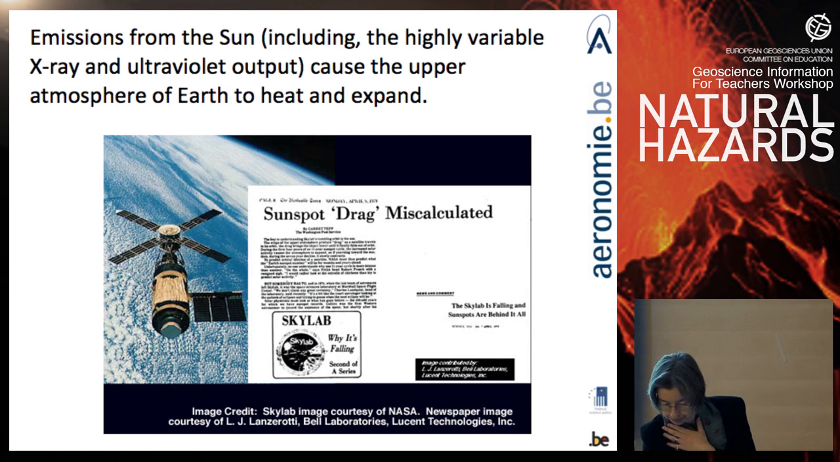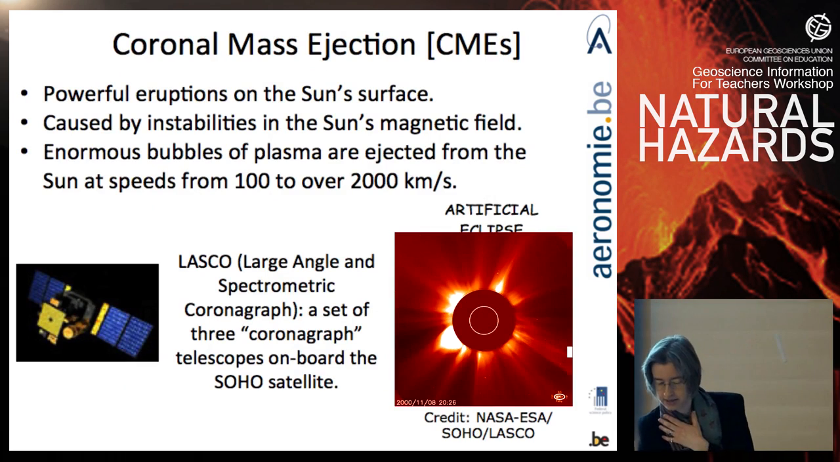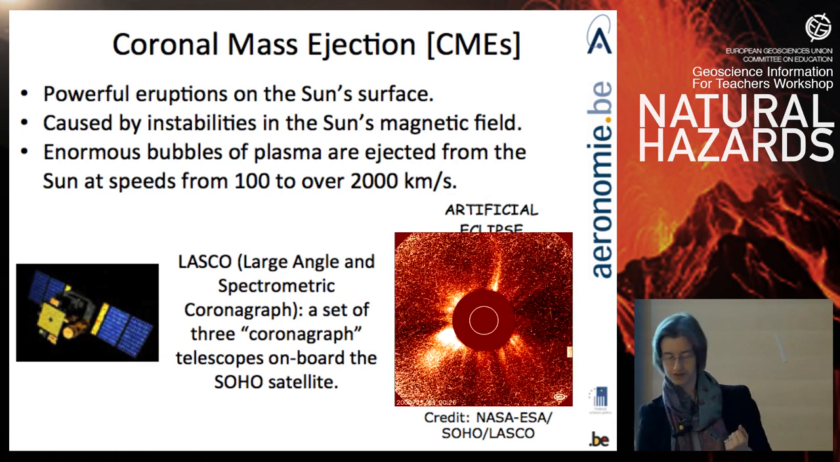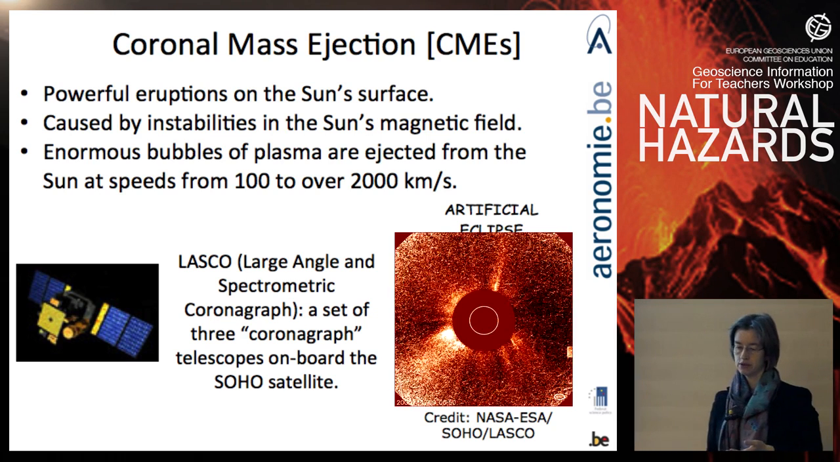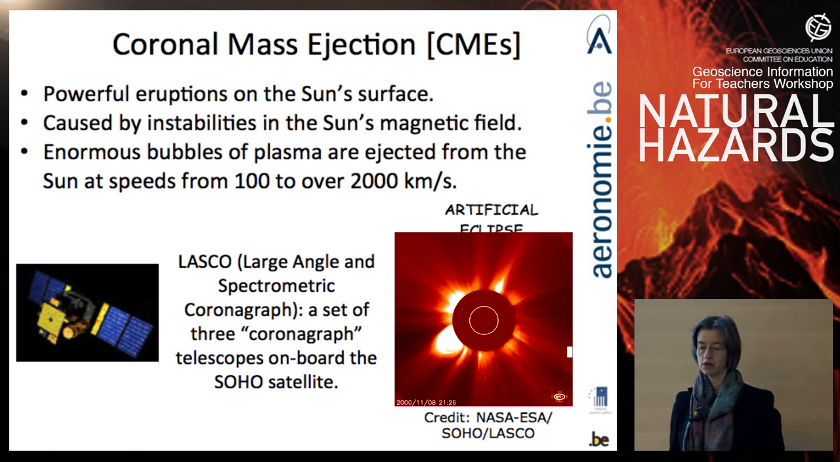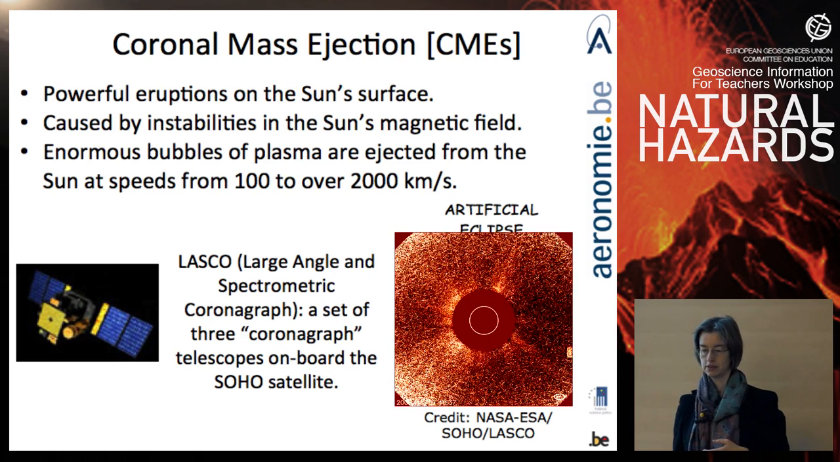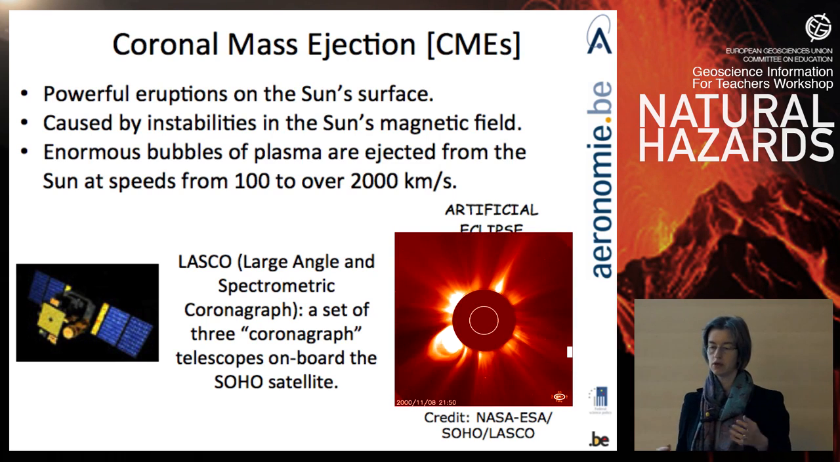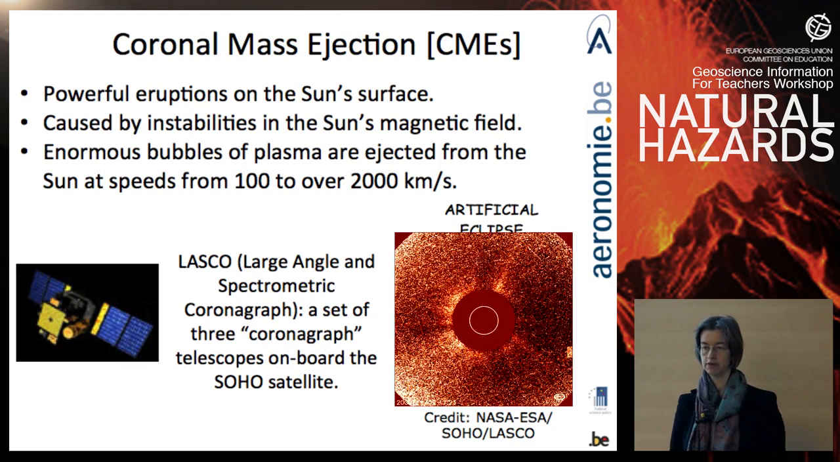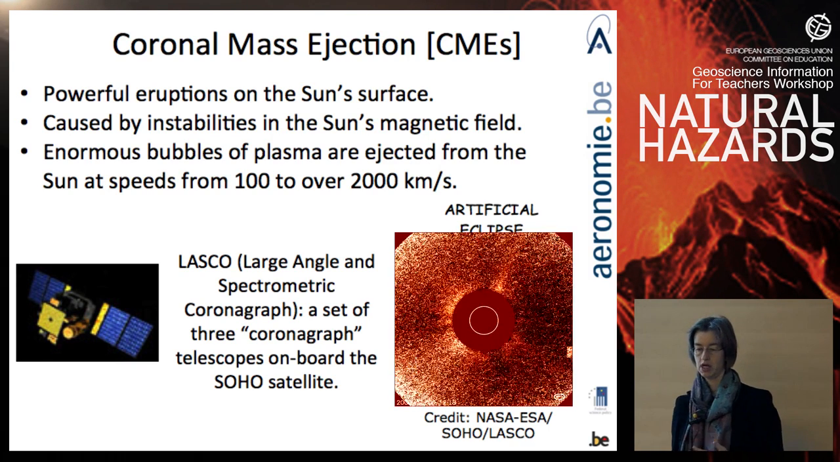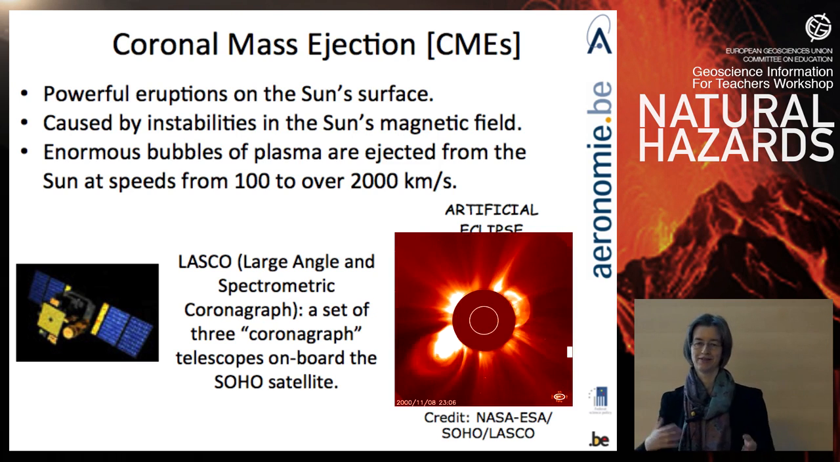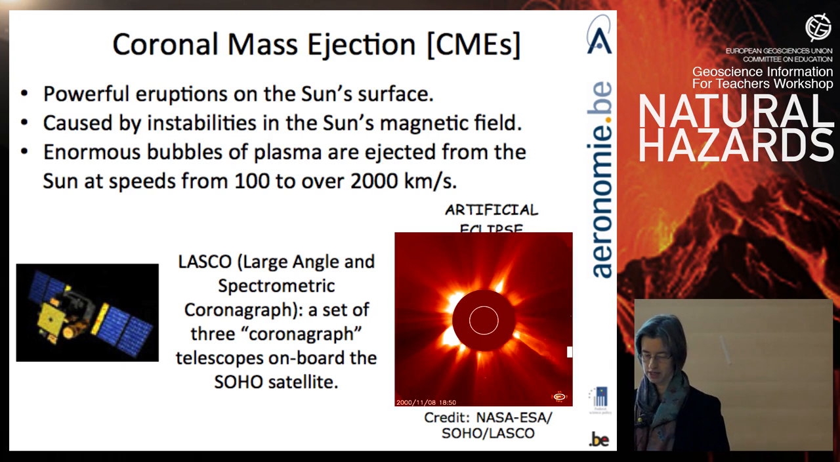So, example 2, these coronal mass ejections. So what are they? They are powerful eruptions on the sun's surface. Again, they are also caused by instabilities in the sun's magnetic field. And these enormous bubbles of plasma, when they leave, they travel from 100 to 2,000 kilometers per second. So you see they are a bit slower than, for example, the high energy particles.